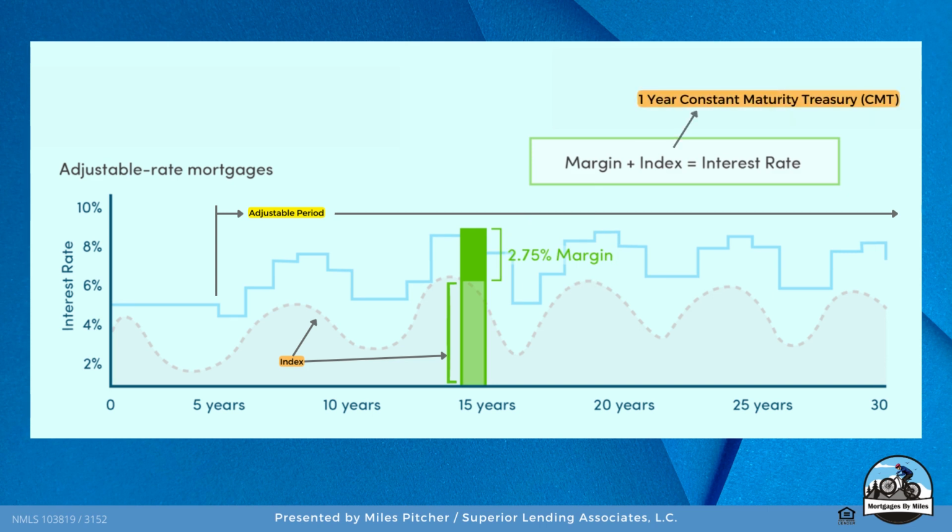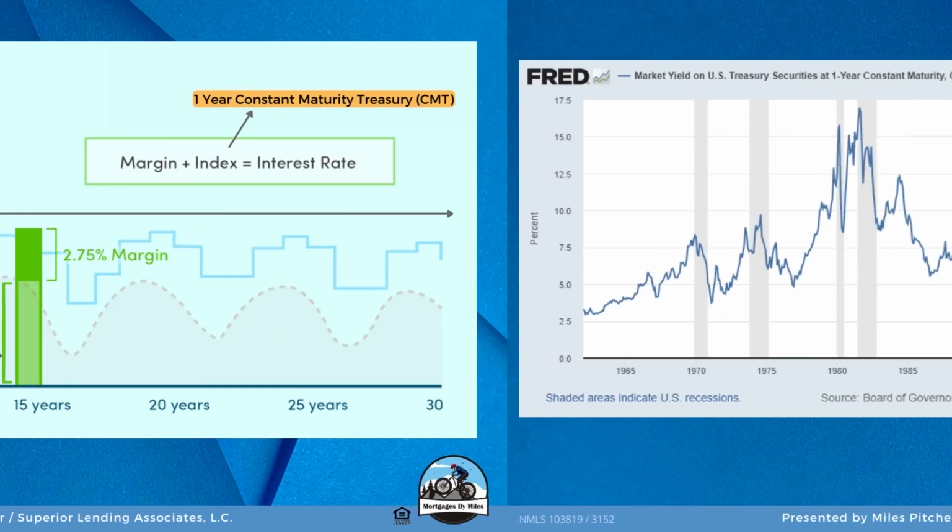The index that we follow is the 1-year constant maturity treasury. We used to use LIBOR, the London Interbank Offering Rate, and LIBOR was manipulated by some banks in the past. So the whole mortgage industry has moved away from LIBOR. The CMT is what's been chosen. It's a good index. It is either better or follows very closely to what LIBOR did.